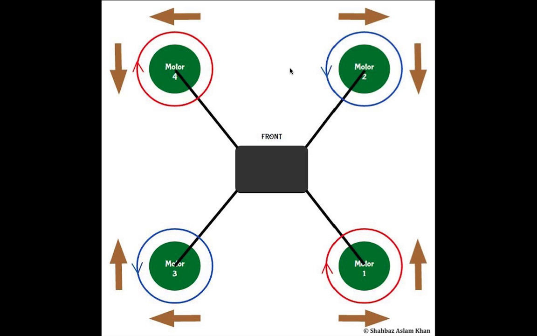Now for clockwise rotation, you increase the speeds of motor number 2 and 3 compared to motor number 1 and 4. That is how the quadcopter will spin clockwise.